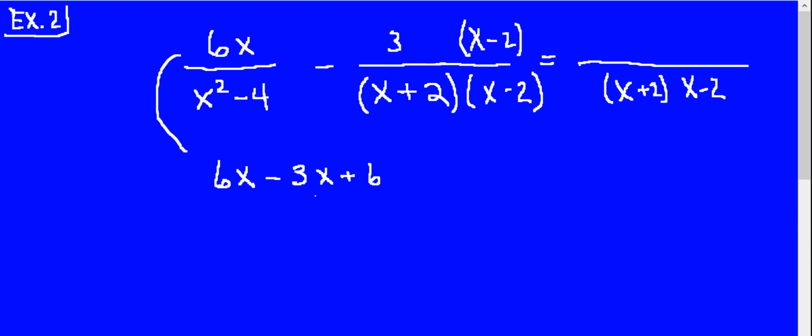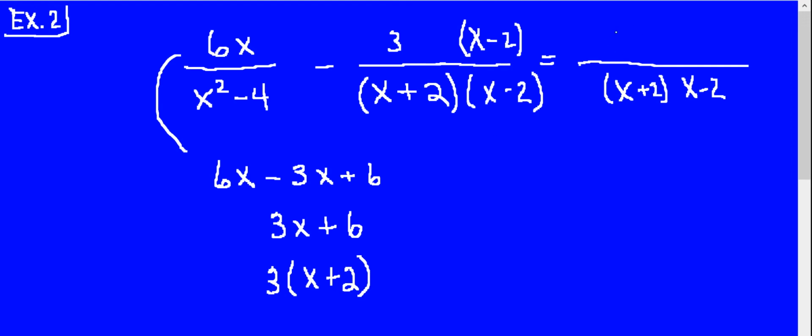Okay, so I'll combine my like terms here, and I'm going to get 3x plus 6. And from here now, I'm going to factor this. When I factor this, it is going to be 3 on the outside, x plus 2 is what's left over. Now this is my numerator.